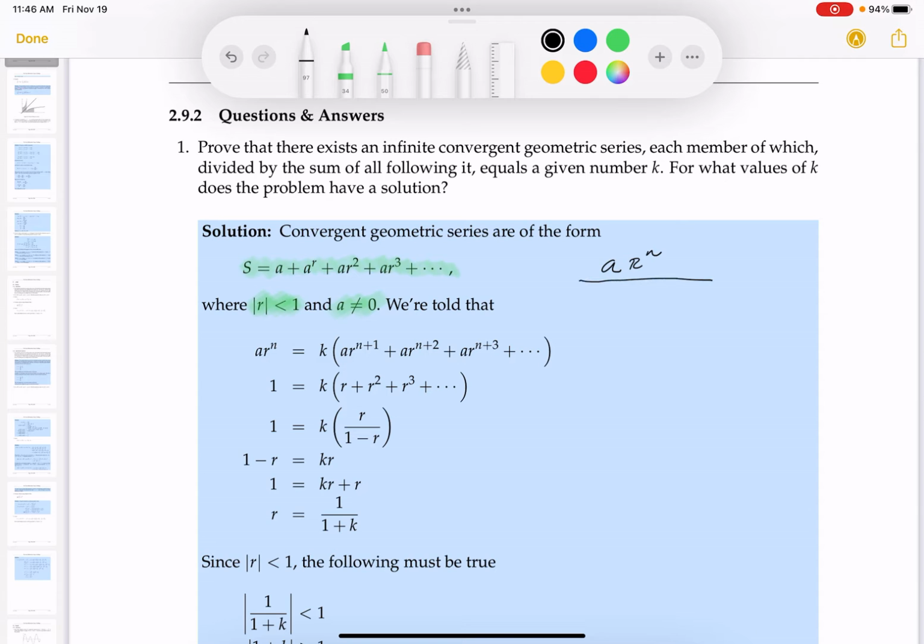Well, the sum of the following terms would be this over here, a r to the n plus 1, plus a r to the n plus 2, plus yada, yada, yada. They say each member divided by the sum of the following equals some given number k. Right, that's what they said. So I'm looking at that, and I don't like to look at the fraction, so what I did was I just multiplied both sides by the LCD, and this is the LCD over here. And you would get this over here.